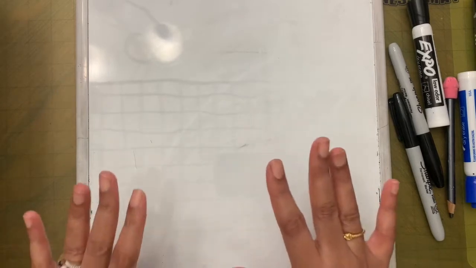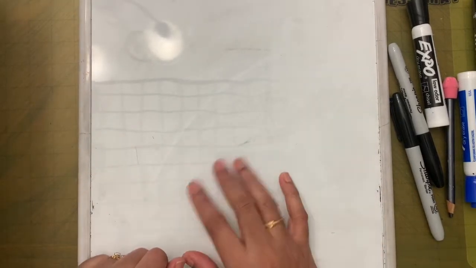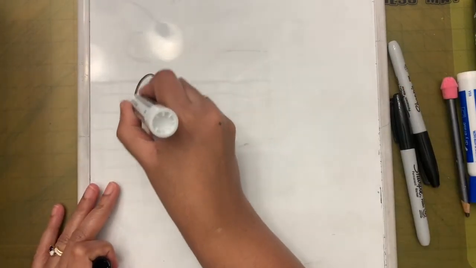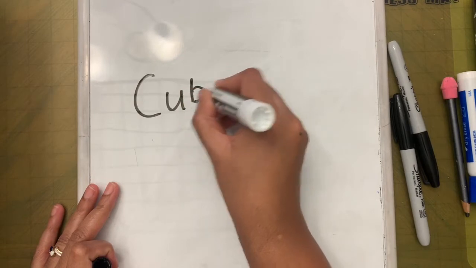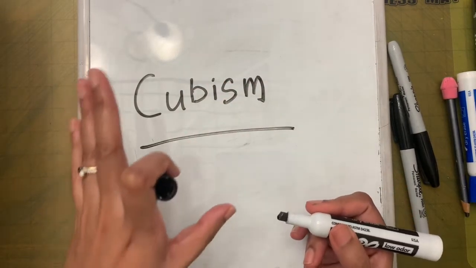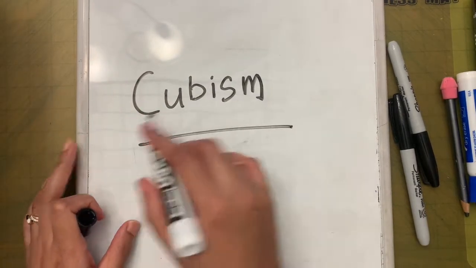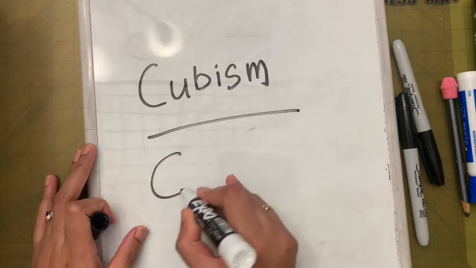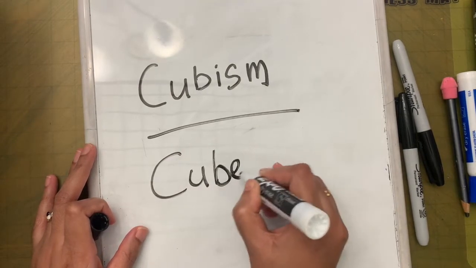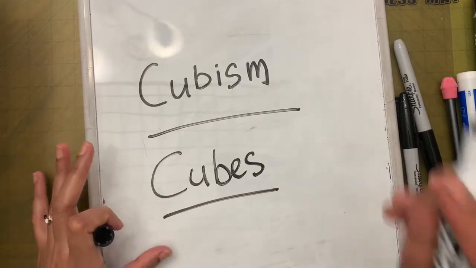And I also have a whiteboard to practice drawing this. Okay, so let's get into the lesson. So let's see what cubism is. Cubism. What word comes to your mind when you say cubism? Cubes, right? Cube is a shape.